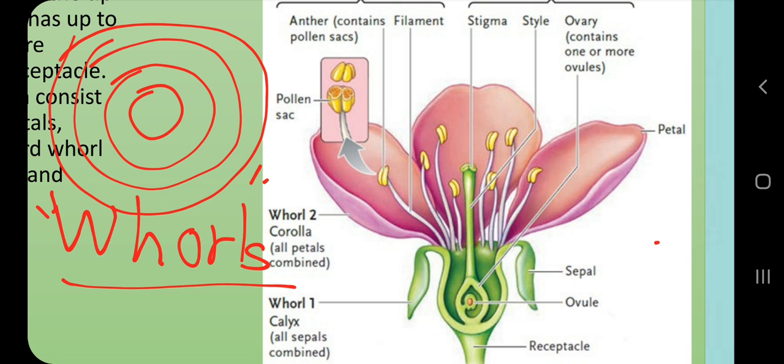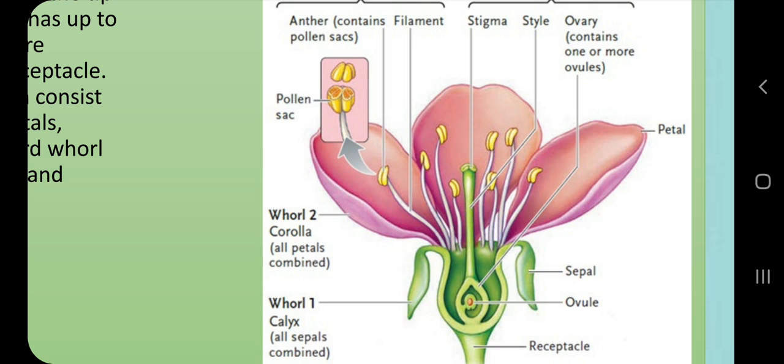So we represent these whorls by this type of circles in a representative or mathematical diagram, and we also represent the number of individual members of these whorls. This is not a topic for this slide. Now I hope you understood the meaning of whorl.